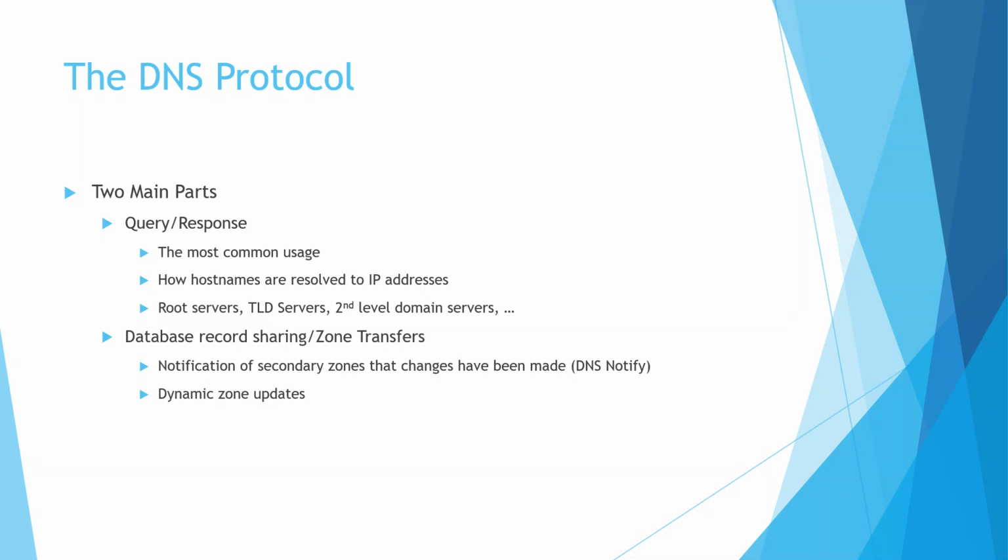But then there's also the database record sharing, the zone transfers part. So we have DNS servers sharing information with other DNS servers. This is where we get into the notification of secondary zones that changes have been made with the DNS notify, and then we also have dynamic zone updates, where it just kind of happens on the fly.